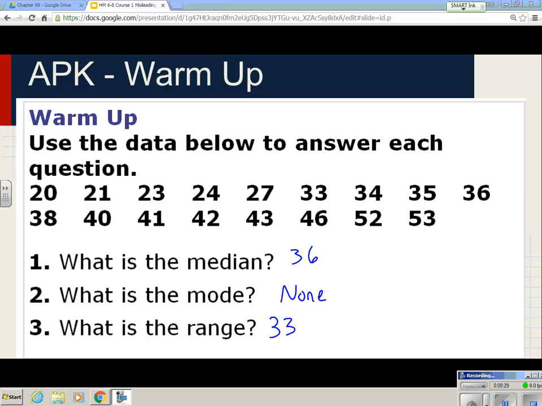All right, so here are the answers you should have had. The median, 36. The mode, there wasn't any. The range was 33. Now, if you go ahead and find the mean, I might have a 50 for you, but you have to go find it on your own and show it to me at the end of the lesson. All right, now that we're warmed up, let's get into this goal of misleading graphs.